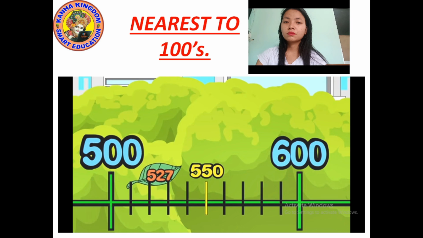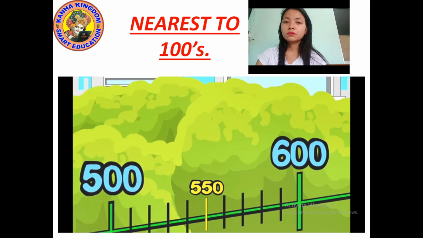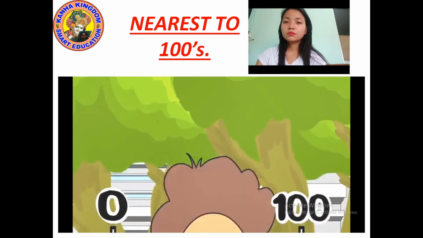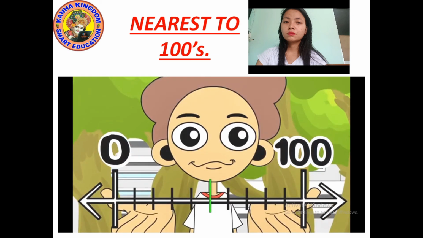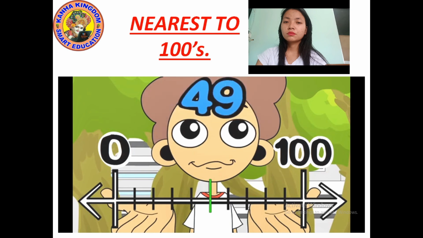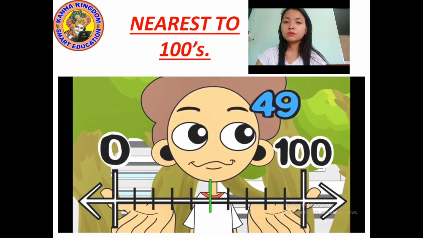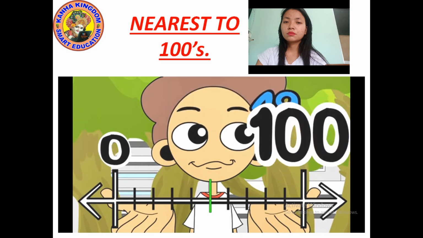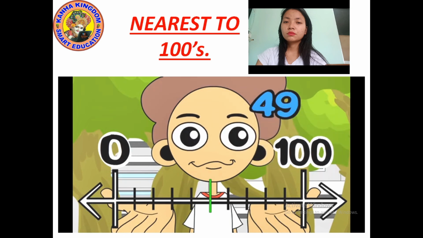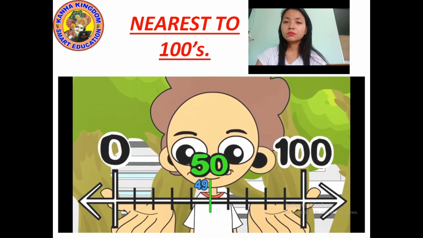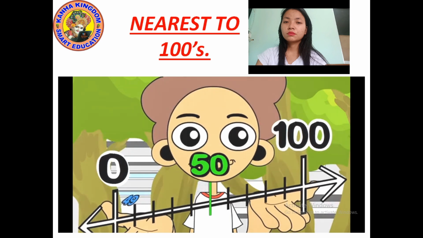527 is closer to 500 than to 600. So, to the nearest hundred, 527 rounds down to 500. Sometimes the nearest hundred is 0. Let's round 49 to the nearest hundred. The benchmarks are 0 and 100. The midpoint is 50. 49 is less than 50. So, to the nearest hundred, 49 rounds down to 0.